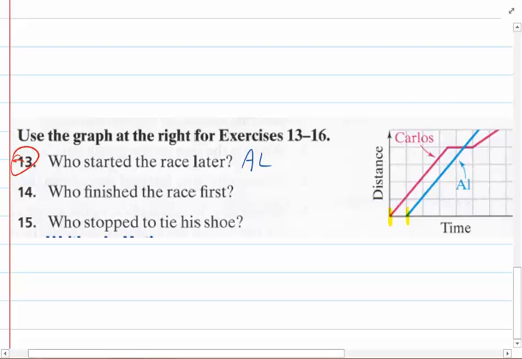Who finished the race first? Okay, if you look at this graph, Carlos and Al are racing, but you can see that Carlos slows down or stops, but Al keeps going, so Al actually finished the race before Carlos. So to answer the question, who finished the race first, the answer is once again Al.